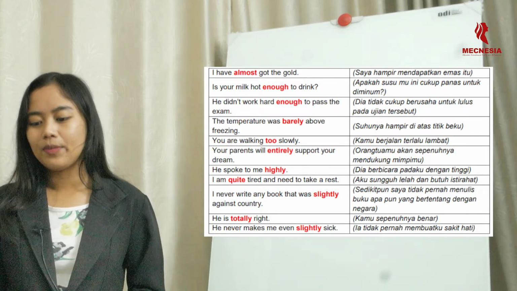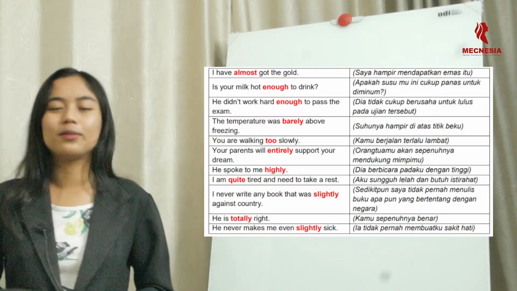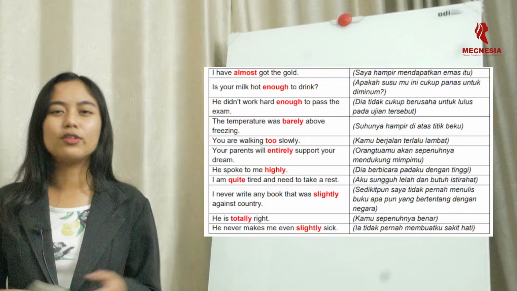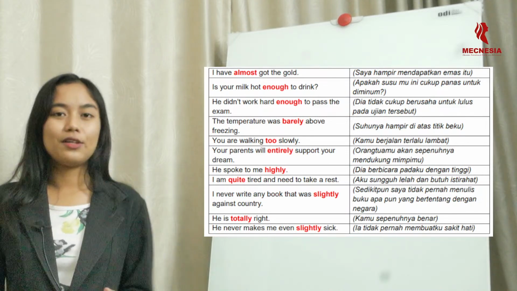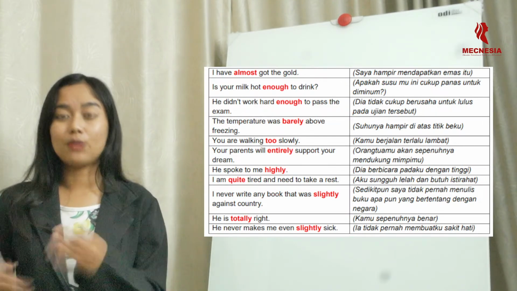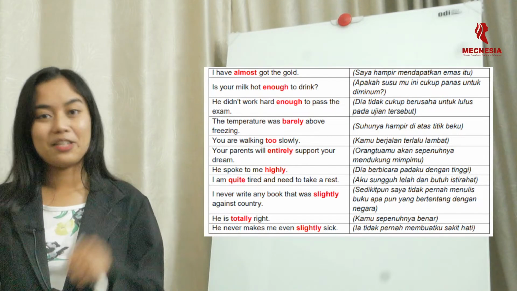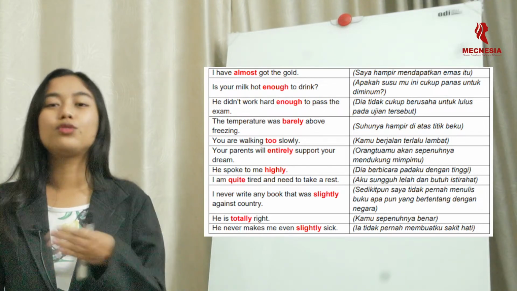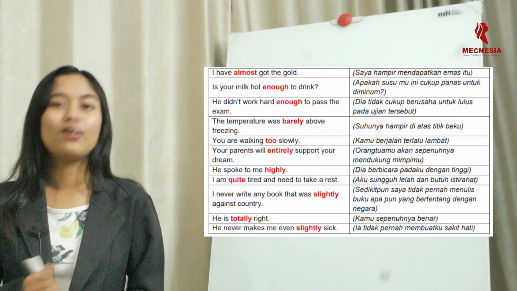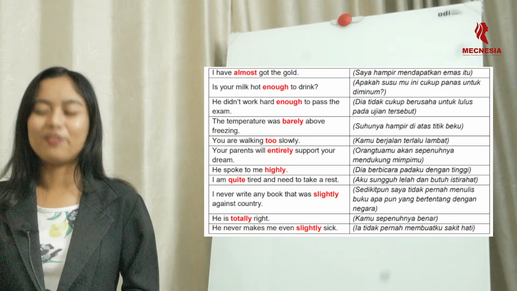Next, we have, you are walking too slow. Let's say it with me. You are walking too slow. Kamu jalannya terlalu lambat. Here in the sentence, the adverb of degree-nya adalah too, which describe or modify the adjective slowly. Okay, let's say it one more time. You are walking too slowly. So di sini karena slow-nya berakhiran ly, slowly, maka dia bukan adjective. Dia adalah adverb. So kata too-nya memodify another adverb.